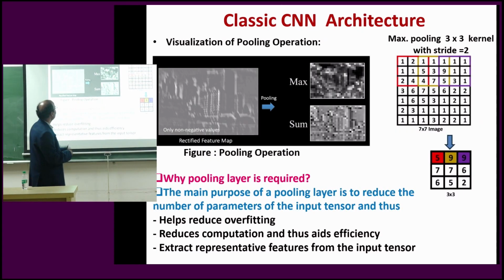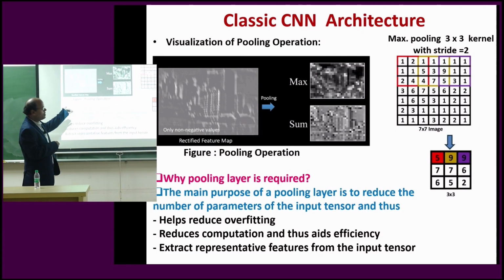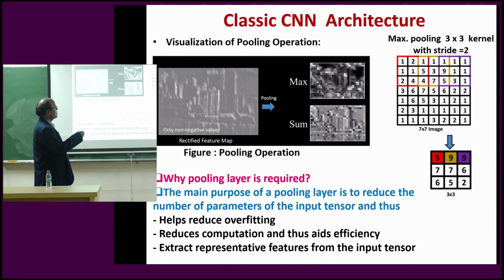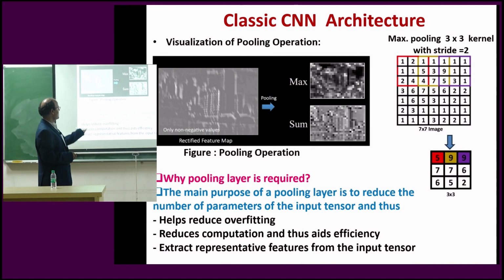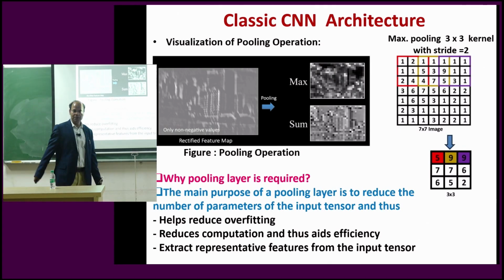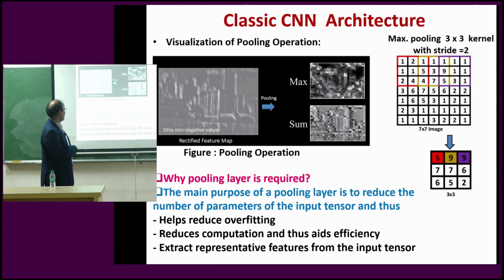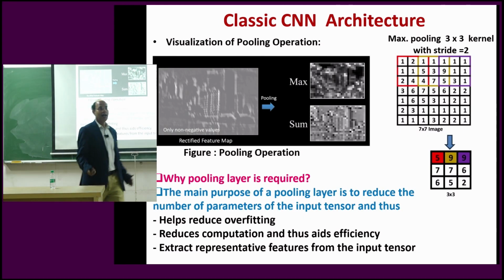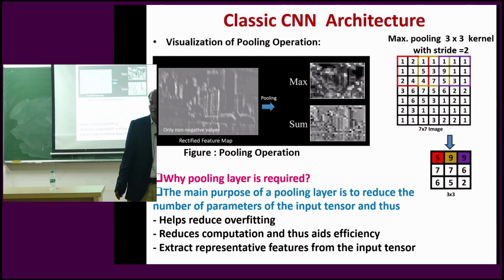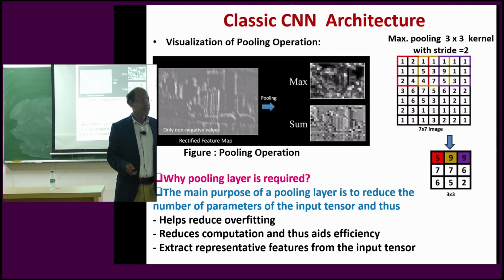Okay? So this is the visualization, from the rectified input given to the max pooling, it looks like here, right? And this pooling layer is required to reduce the number of parameters of the input tensor, and thus helps in reducing the overfitting problem, and also reduces the computational complexity and improves efficiency. It extracts representative features from the input tensor, in the sense that it extracts the most important features from the convolution layers, right?